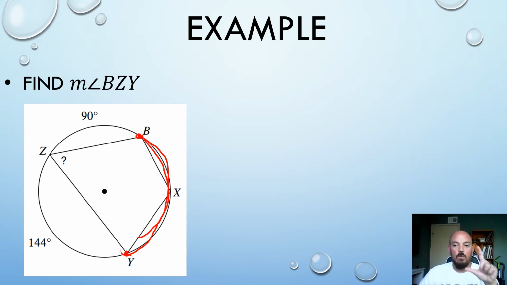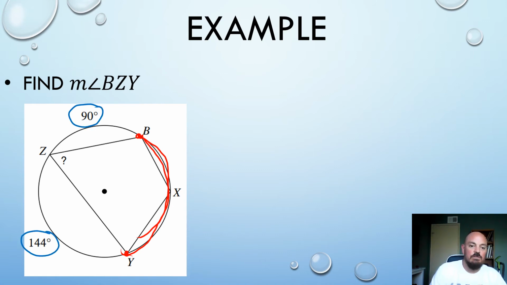So if I can figure out what that arc in red is, my answer is going to be exactly half that number. So I think back to what we learned earlier in the module. I know that circles always add up to 360. If this is 90 and this is 144, then I could add those two together and subtract from 360. It'll tell me what's left over for the red piece.